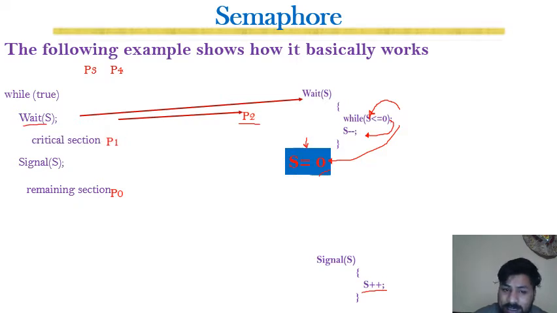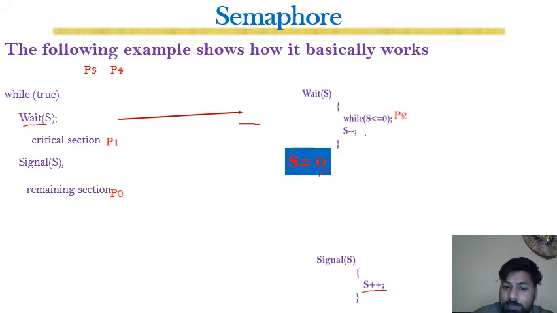So now p1 is in the critical section, p0 is in the remaining section, and p2 wants to enter the critical section, so it must execute the wait function. P2 will execute the wait function, and it will fall into a trap. You can see that it will check this condition every time, and the condition will be true, so it will always loop in this statement and cannot proceed.